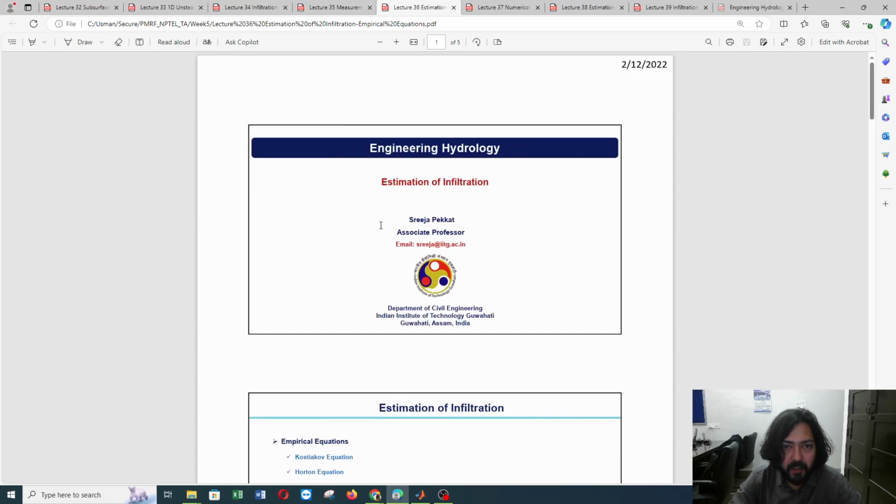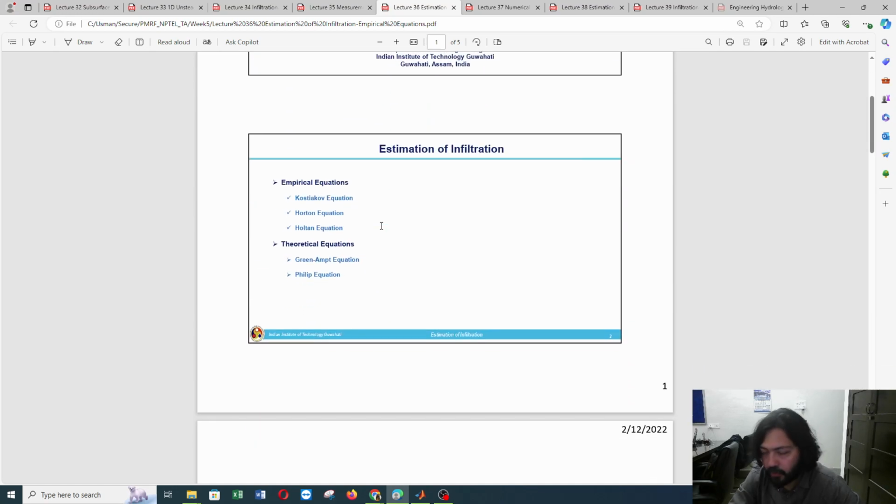Now there are different other empirical equations also which can be used to estimate infiltration. So first we'll look only into empirical equations. There are two main empirical equations: first is Kostiakov equation, and Horton's equation. Here we'll be discussing mostly these two equations, Kostiakov's and Horton's. Then there are other equations called the Green-Ampt equation and Philip equation. These are theoretical equations, so we need to derive those equations.